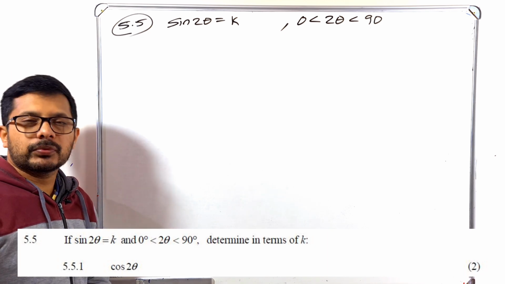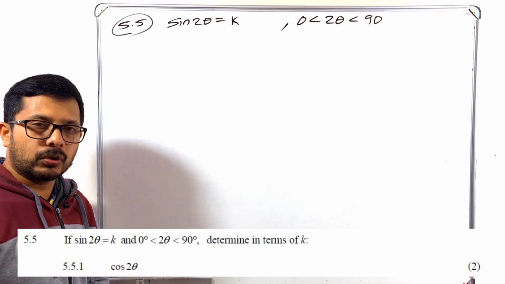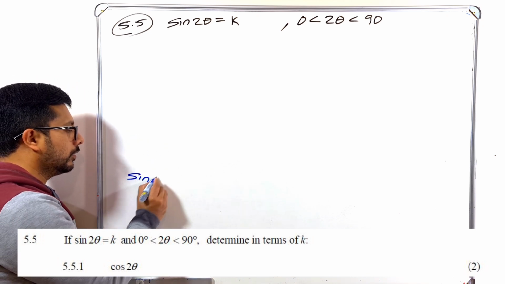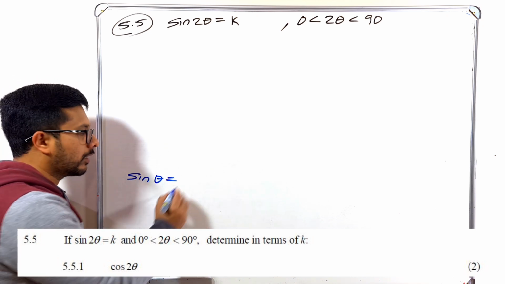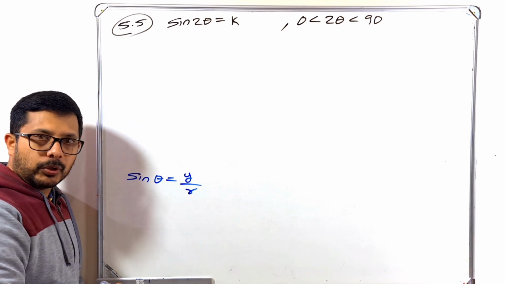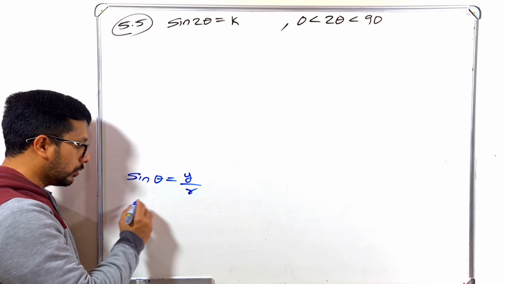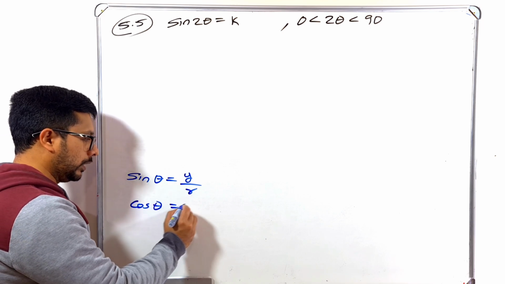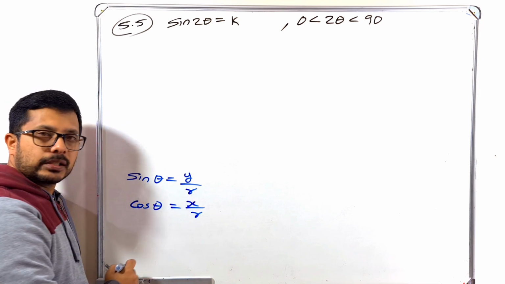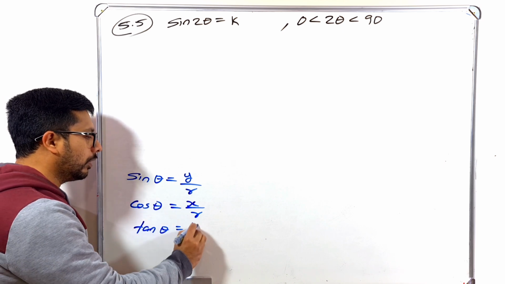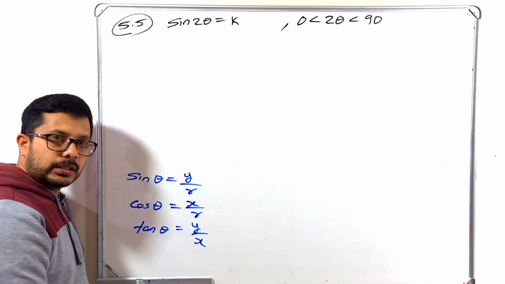So what is the definition of sine in terms of x, y and r? What is sine theta? Sine theta, x, y and r. y, opposite side by hypotenuse r, y over r. So you have to know that one to do this type of questions. Cos theta is x over r, adjacent side by hypotenuse. Tan theta is opposite side by adjacent side.